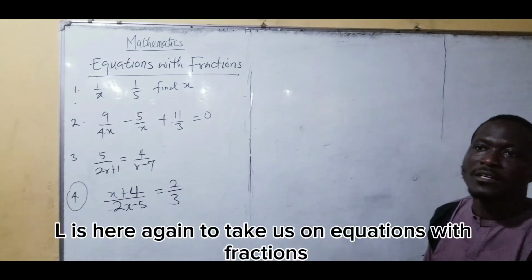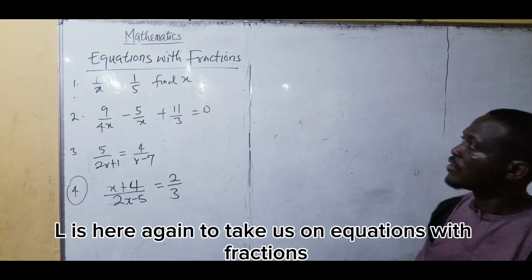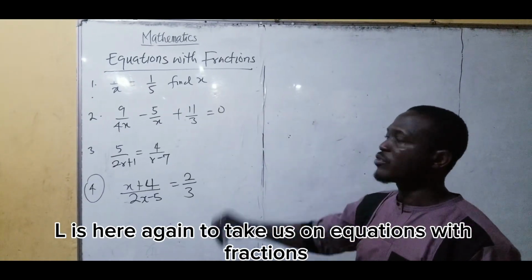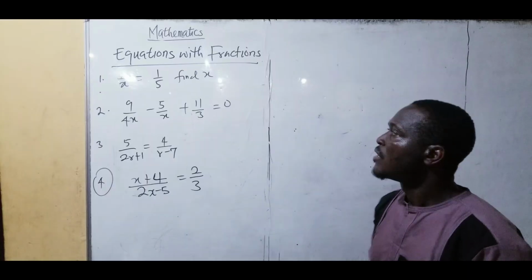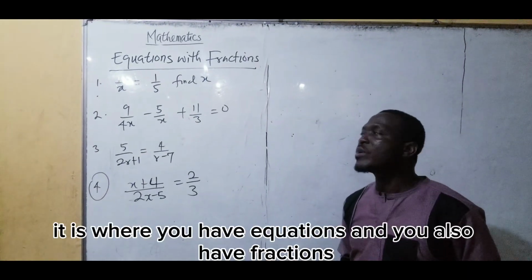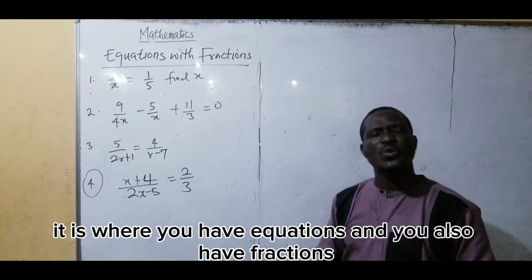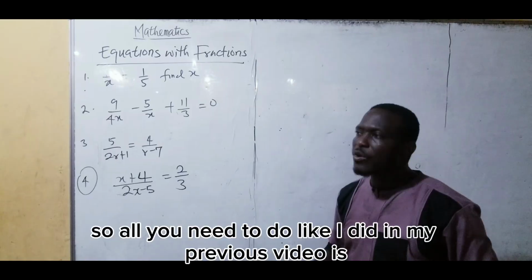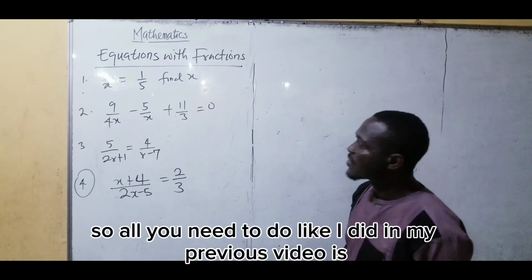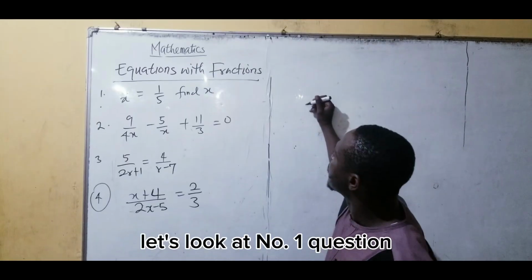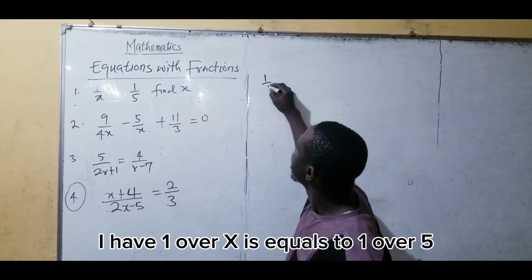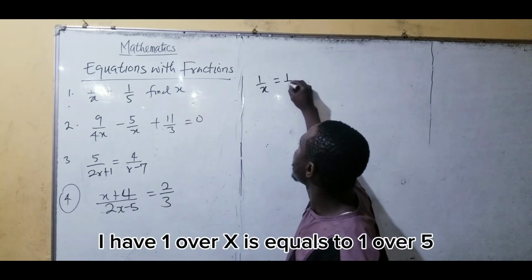Mr. Chidiade is here again to take us on equations with fractions, otherwise known as equations involving fractions. What are we talking about? It is where you have equations and you also have fractions. So all you need to do, like I did in my previous video, is let's look at question number one. I have 1 over x is equal to 1 over 5.